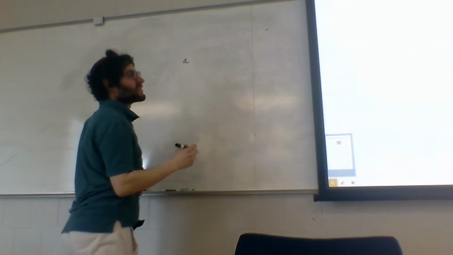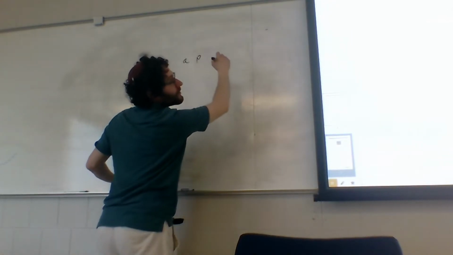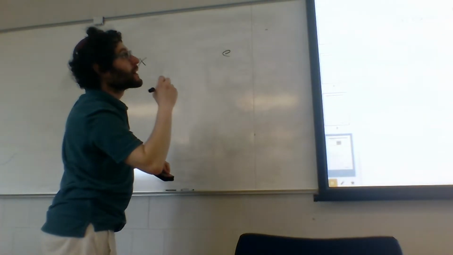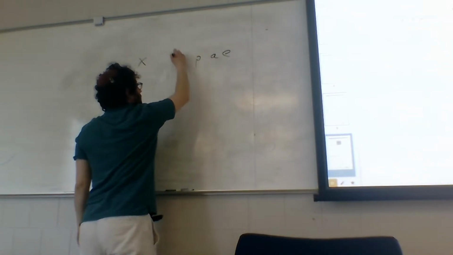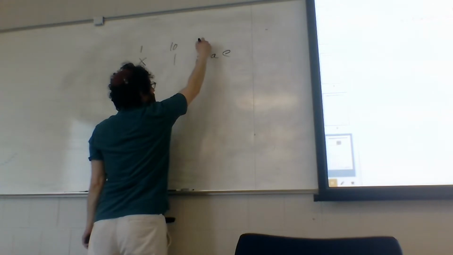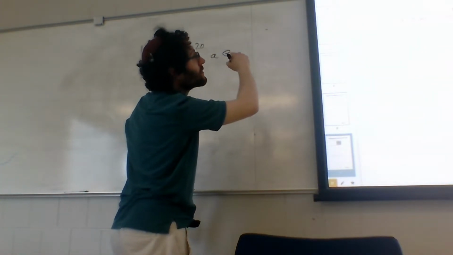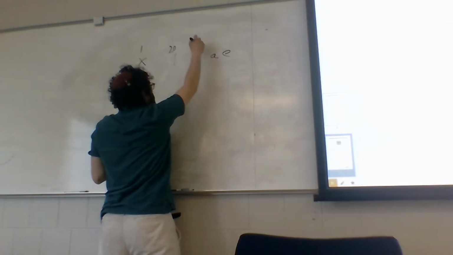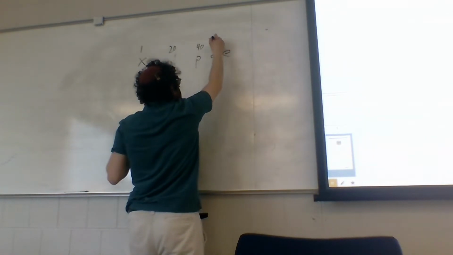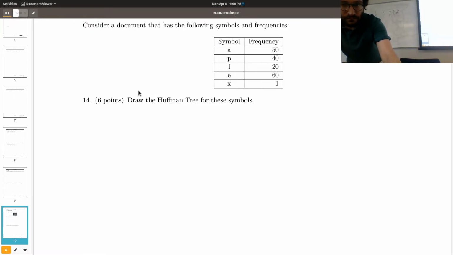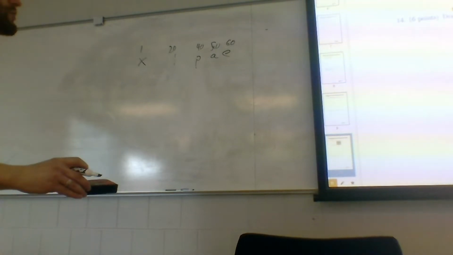So, A, P, let's see, what was it? E has the most, X has the least, A, P, L. Okay, and what are their weights? 1, 20, 40, 50, 60. Okay. So, draw the Huffman trees for these symbols.